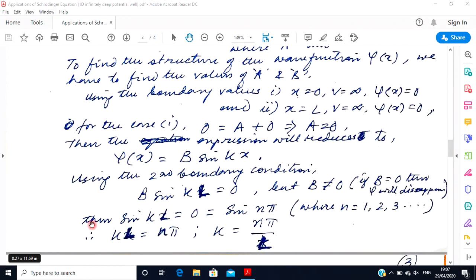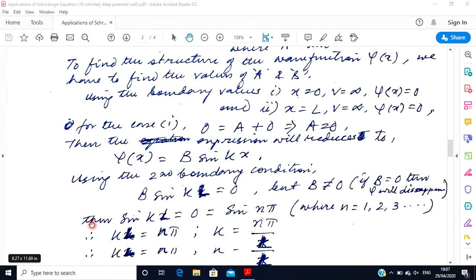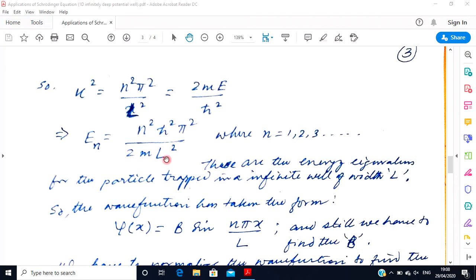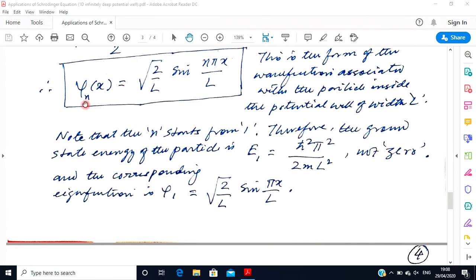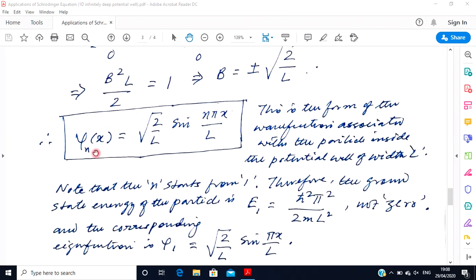Here we are getting the eigenvalues for different energy values. So E1, E2, E3 and the corresponding eigenfunctions will be psi 1, psi 2, psi 3, etc. As we have mentioned, this n is an integer which starts from 1, 2, 3. We are excluding the value 0 because if we put 0 here, then the wave function will disappear.